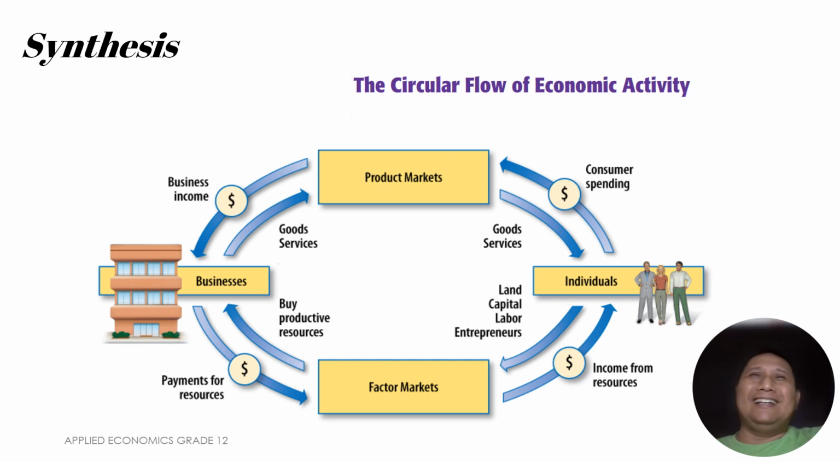Advanced mode. Same diagram pero mas detalye sa mga advanced learners. So, nakikita niyo same process pero meron what? Factors of the market, may income from resources, payment for resources, consumer spending, goods, services. Just follow the arrow. Yan. Iikot yan. Diyan kumikita ang gobyerno, diyan umasenso ang tao, diyan umasenso ang negosyo kung walang corruption.